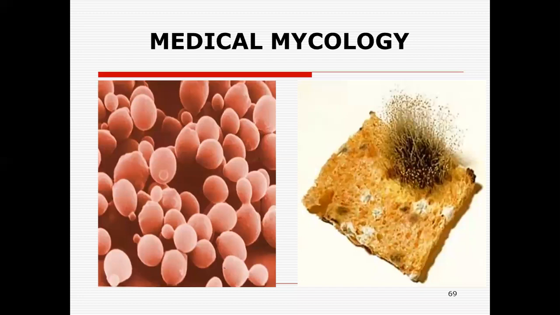Now, yeasts, as you all know, are simple cells, and they reproduce by asexual budding, compared to the molds, which are long filamentous structures that we call hyphae, and they form a mat, what we call the mycelia. So the fungi can exist in two forms, yeast or mold form. Yeasts are single cells, whereas the molds form hyphae and a tuft, or what we call the mat, the mycelia. So these are two basic structures that a mycotic organism can give rise to.